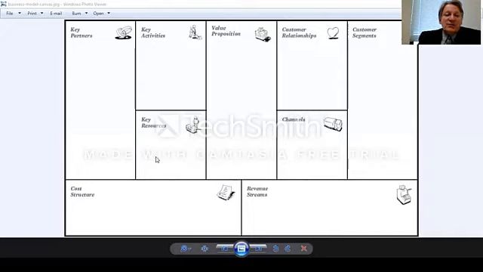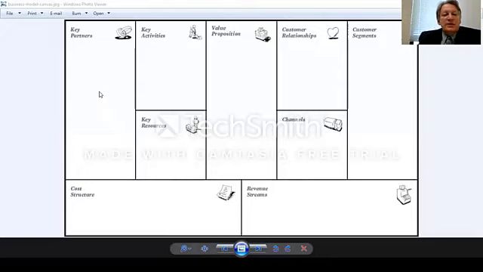Then below is the key resources. Key resources are, what do you need in order to do the key activities? Do you need computers? Do you need marketing people? Do you need programmers? If you're a car company, do you need a big factory? These are the key resources that you would need. Maybe you need a lot of capital for that, or maybe not. But that would be listed as a key resource.